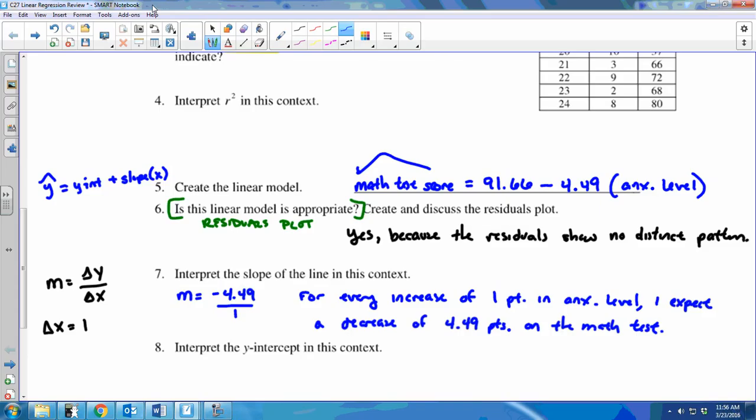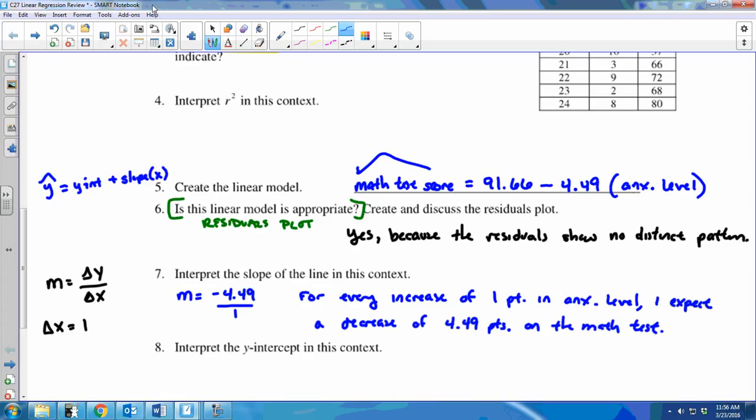I expect a decrease. When I see free responses about this stuff, this is what they do. They give you a computer output. We're going to talk about that in a second. They expect you to write the equation of the line. They expect you to interpret the slope. They expect you to interpret the y-intercept. And then they expect you to do a hypothesis test or confidence interval based off of the computer output. Okay? Any questions on that?